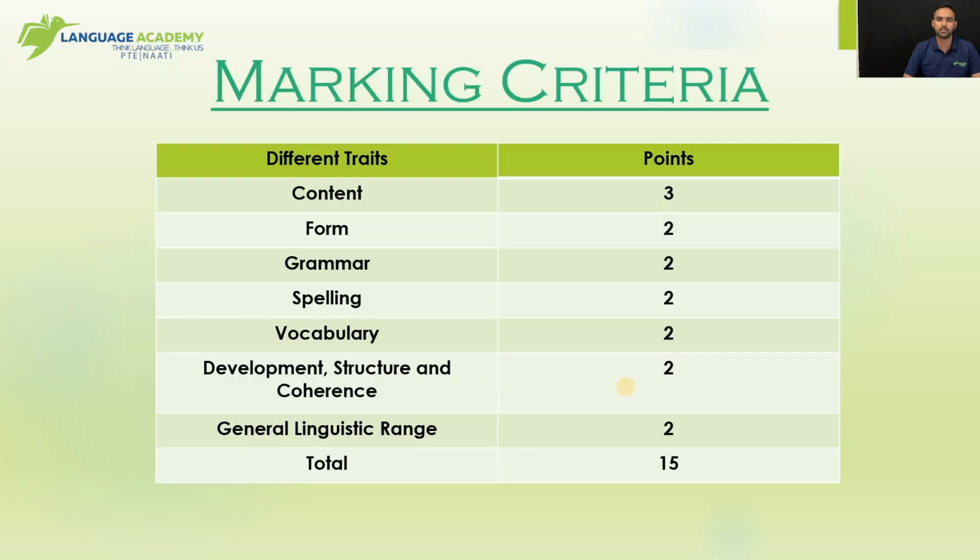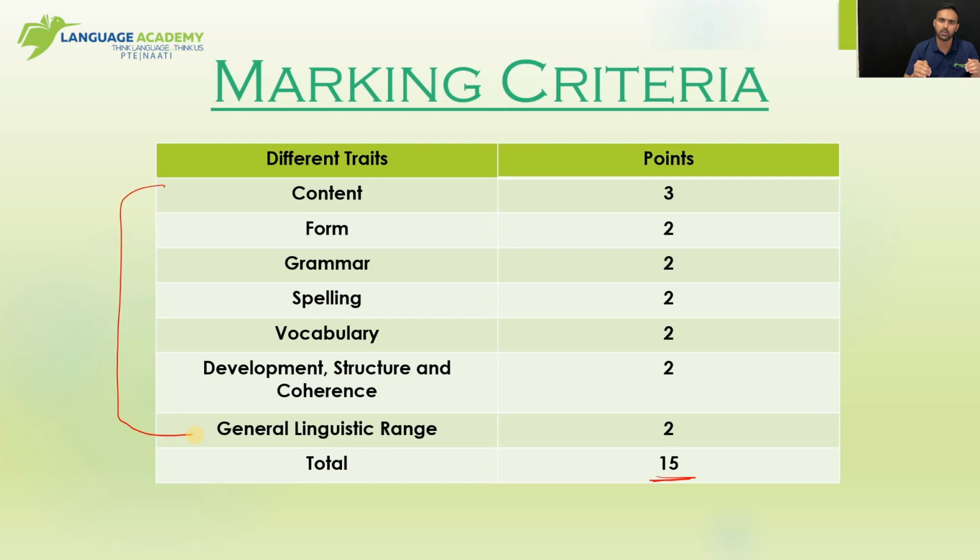Remember this thing. Alright, let's have a look at the marking criteria. Each and every essay is marked out of 15 points. You've got 7 parameters on which you are going to be marked. As soon as you submit your essay, you are marked on 7 parameters.